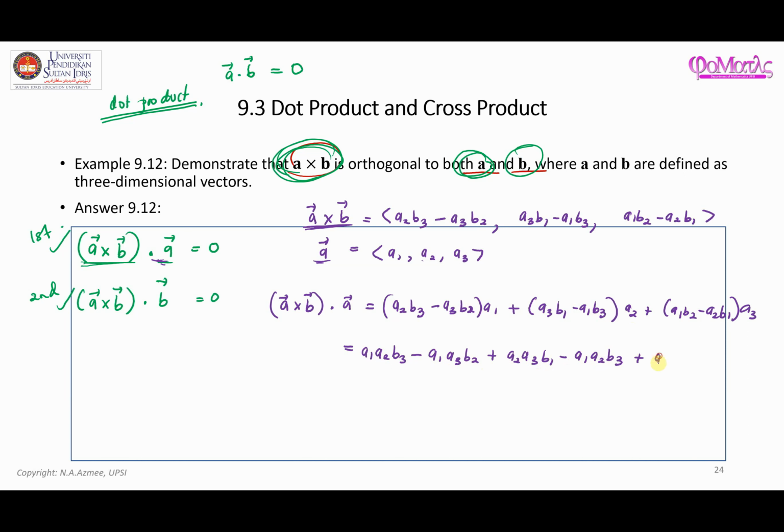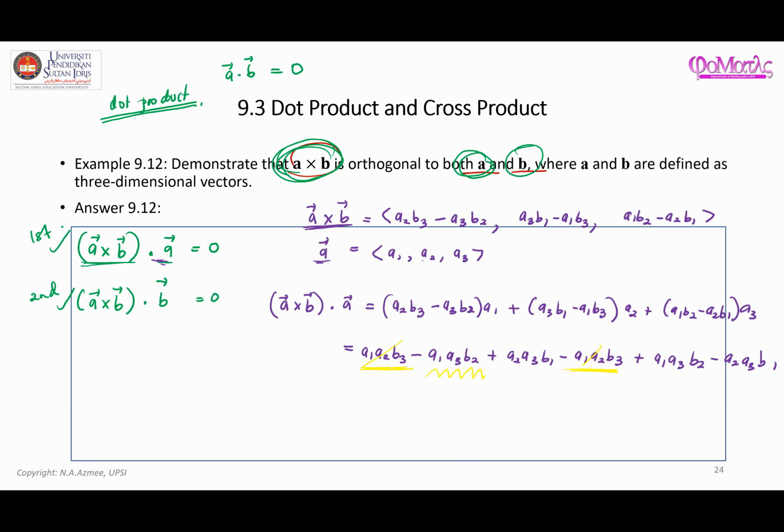Next, you have A1, A3, B2 minus A2, A3, B1. Now, based on that, I hope you can see that for this one, A1, A2, B3, we also have the same component over here, A1, A2, B3, but this is a negative, this is a positive, so you can cancel that out.